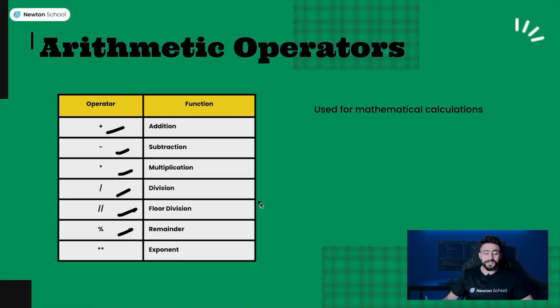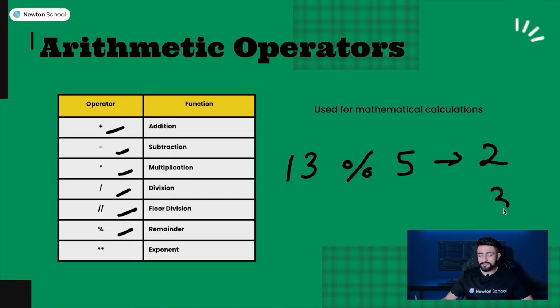This is used for finding the remainder. For example, if you divide 13 by 5, this is called modulus. If you divide 13 by 5, it becomes 2 point something, so it will be 2, and whatever remainder is left, 3. That is the output of this operator, right? You will get more with practice.